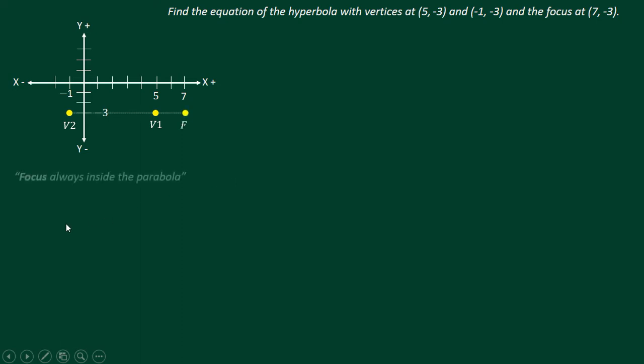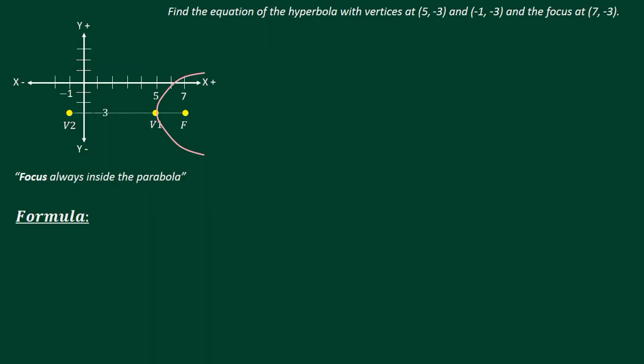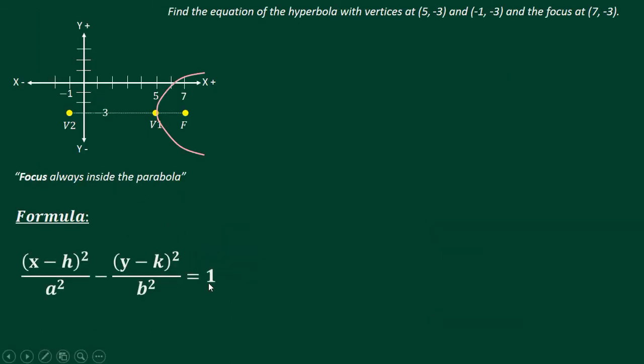Now, take note that the focus is always inside the curve, so our graph opens to the right or opens to the left. Looking at the graph compared to this table, our hyperbola is in horizontal position. So we're going to use this formula, the (x - h)² over a² formula. This is the formula that we're going to use to solve this problem.